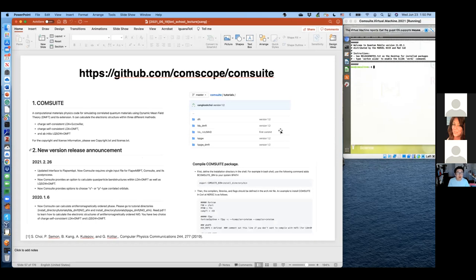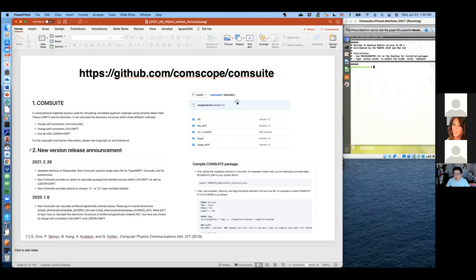Okay. Before going into details, I should advertise where the COM suite packages are located. They can be shared using the GitHub site. As you can see here, there is a short introduction, and we release a new version every year. The latest one was released in February 26 this year. And we have all the source code together with tutorials.